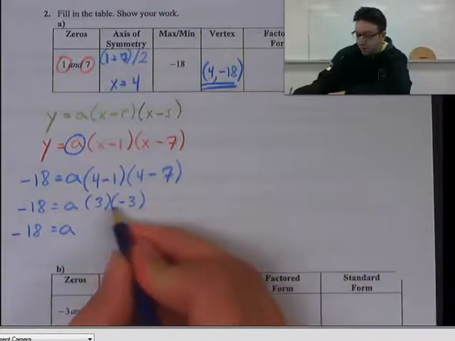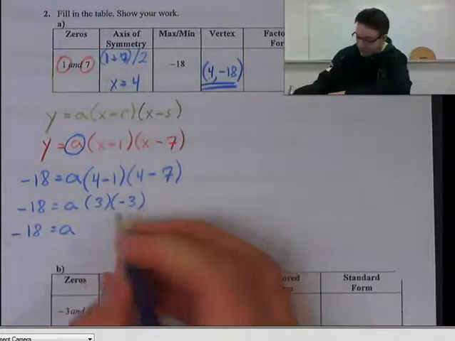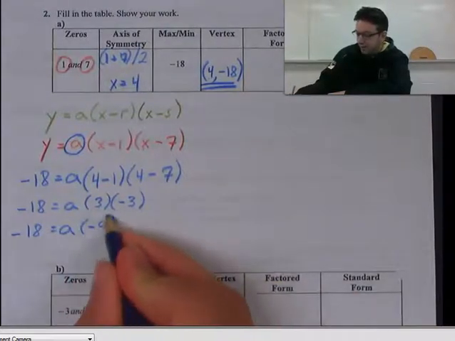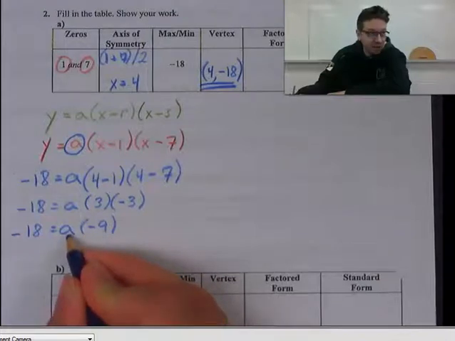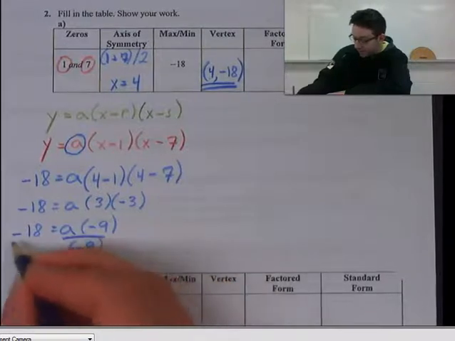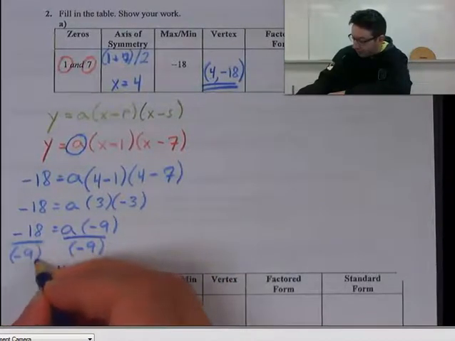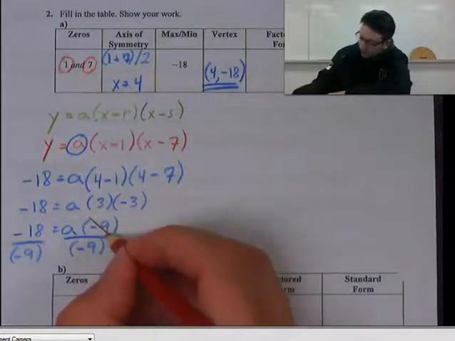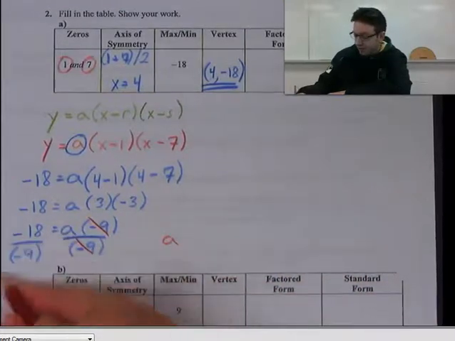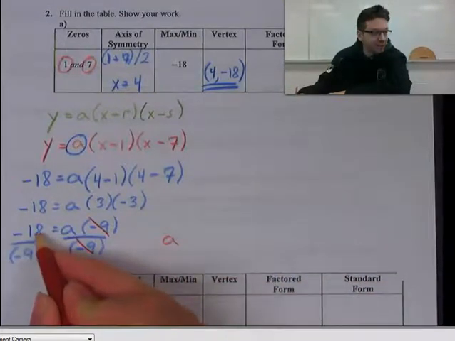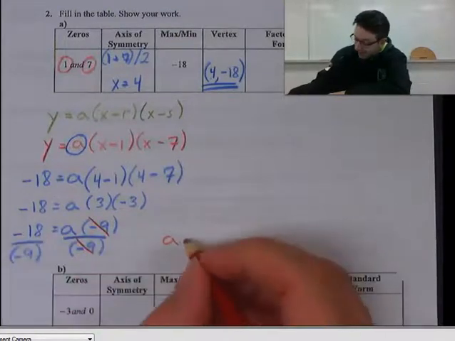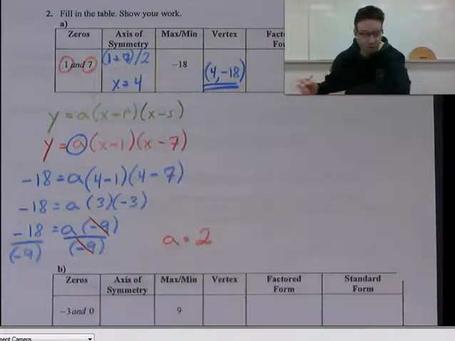What I can do here is multiply these two brackets. So 3 times minus 3 is minus 9. So now I have a number being multiplied by A. If I want to isolate for A, I do the opposite operation and divide both sides by that number. On the right side, our number is gone, and we're just left with A. And on our other side, we see what A equals: minus 18 divided by minus 9. The two negatives cancel, and 18 divided by 9 is 2.